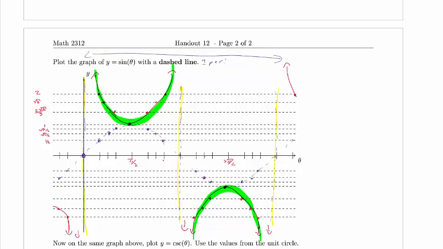One period is 2 pi. And that should make sense since it's so closely related to the sine function, which also has a period of 2 pi.